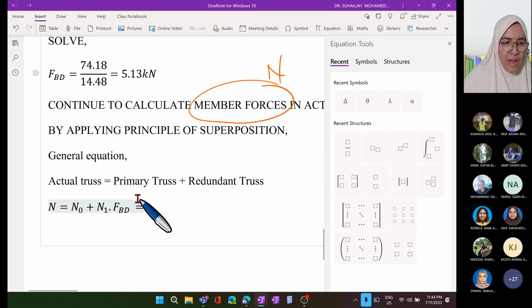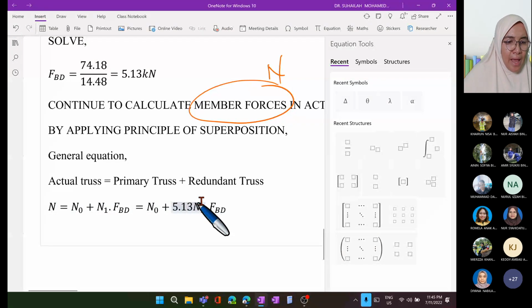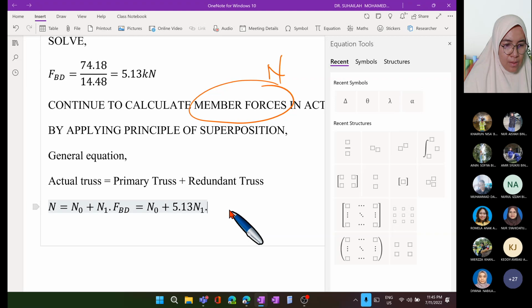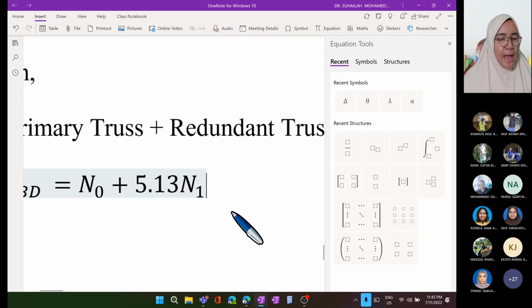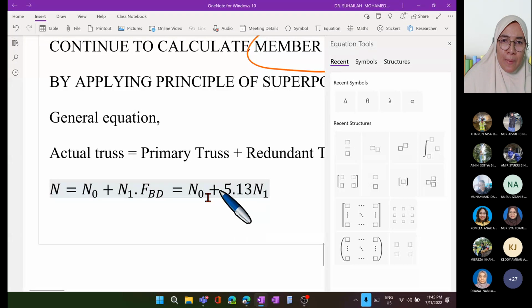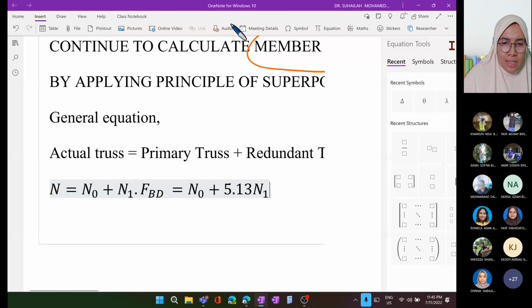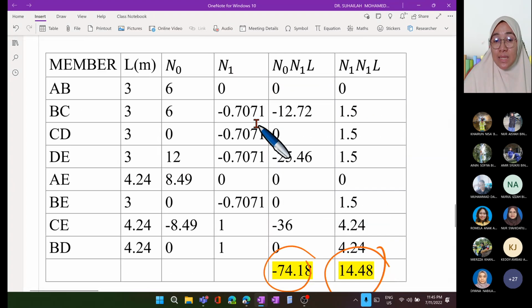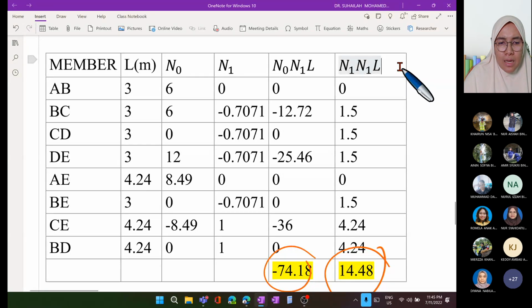Okay, so it is equal to, it is 5.13 kan? 5.13. So we put the value lah 5.13 and 1. Yang ni padam lah. Yang ni padam. Okay. So nampak tak? N naught plus 5.13 N1. Okay. Is actually the formula to calculate member forces in actual truss. Okay. So kat mana nak cari, nak letak ni, boleh letak balik dekat table, tambah satu lagi kolom. Atau boleh buat satu lagi table, tapi kalau tak nak, just tambah another column dekat sini.